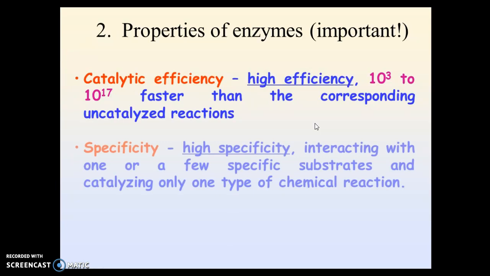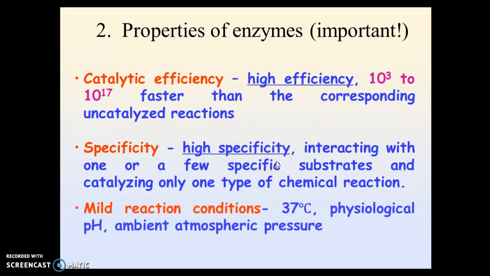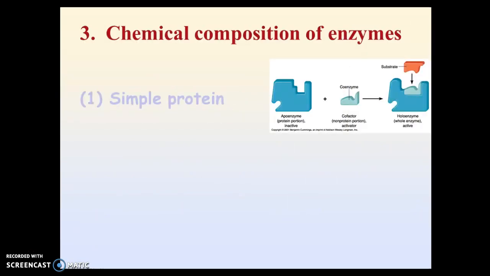Now the properties of enzymes: they have high efficiency, producing chemical reactions at a much faster rate, 10 to the power 3 to 10 to the power 17. The enzyme molecule has very high specificity, and reaction conditions are very mild, that means at normal room temperature the reaction can occur.